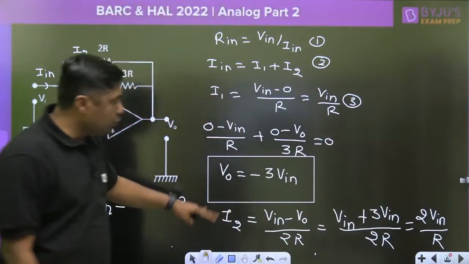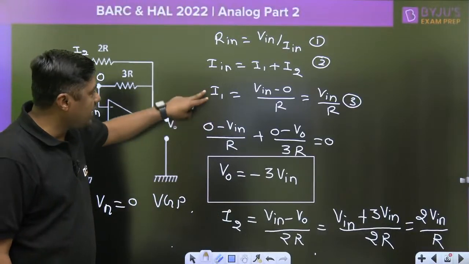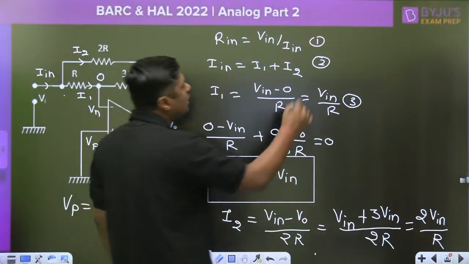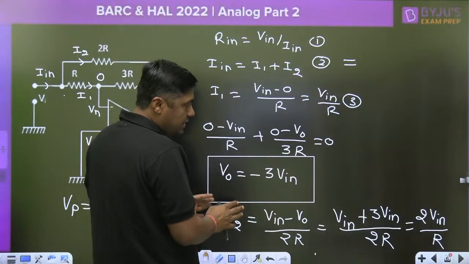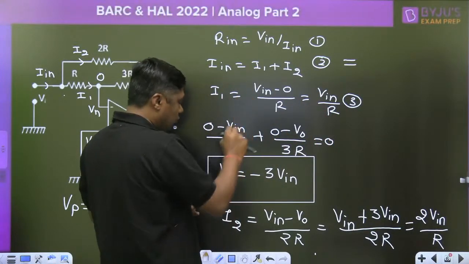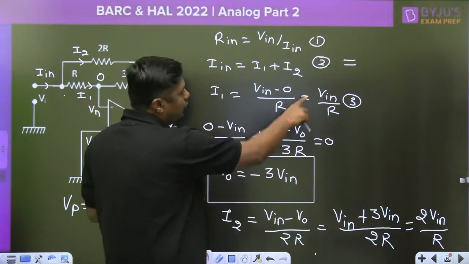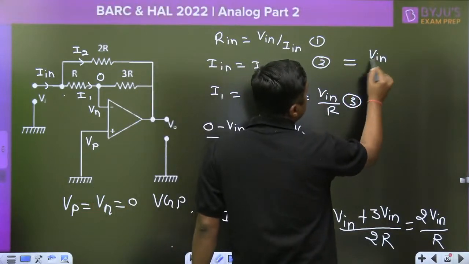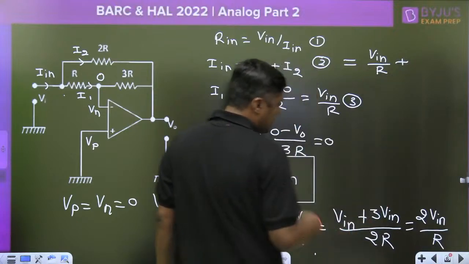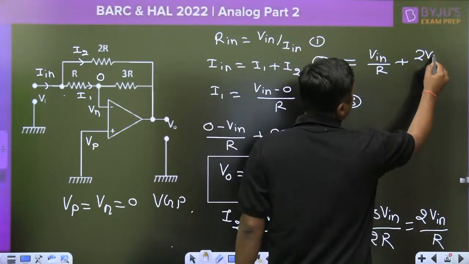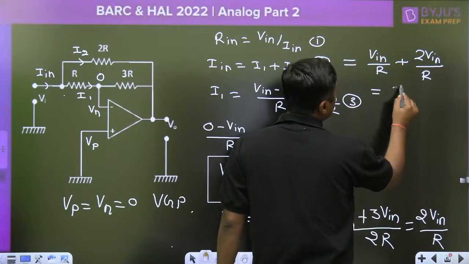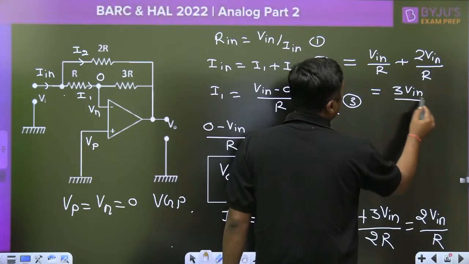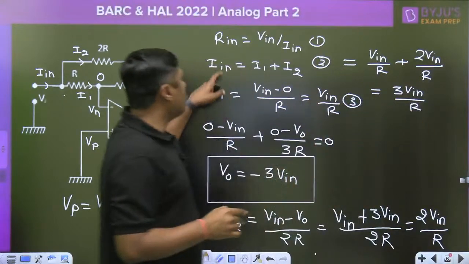Now we have the I2 in terms of V in, we have the I1 in terms of V in, and that's why we can write I in is equal to I1. What is the I1? V in by R. Plus, what is the I2? 2V in by R. And this will become 3V in by R. Now this is the value of I in.